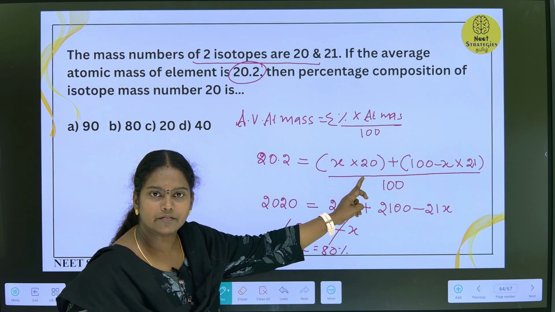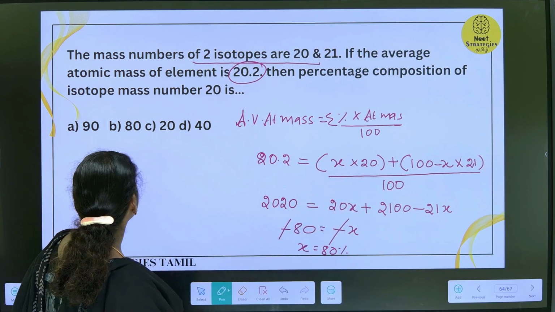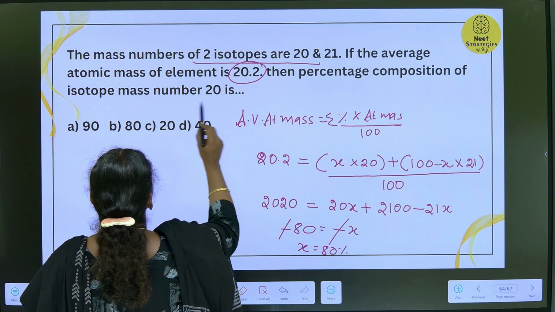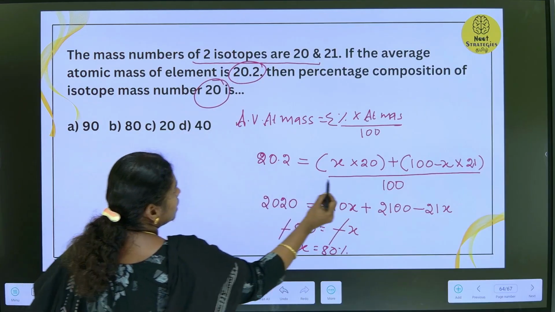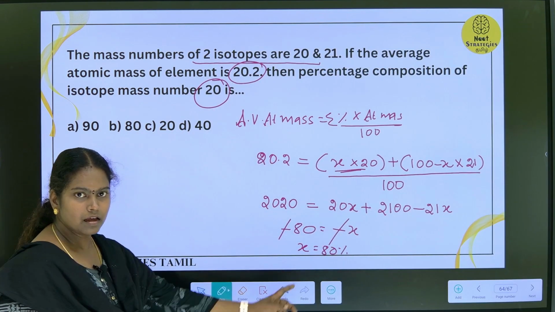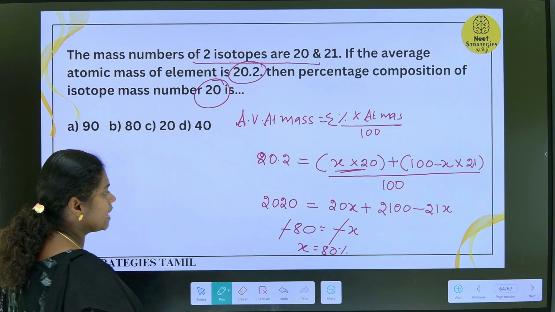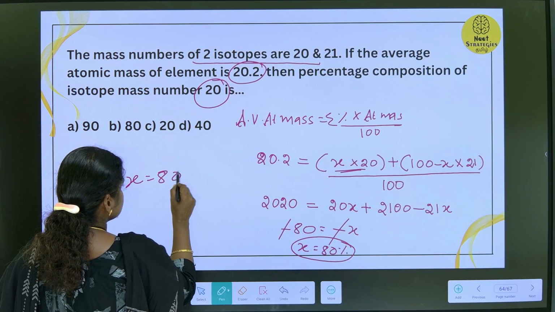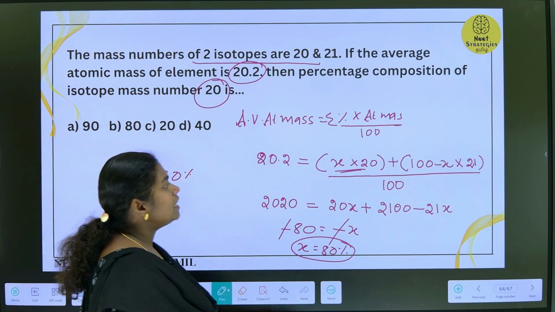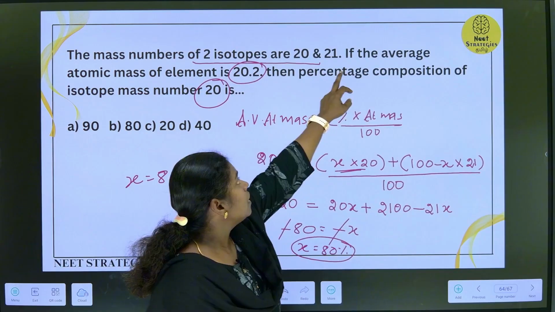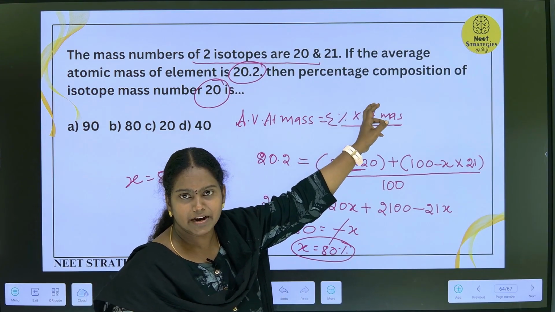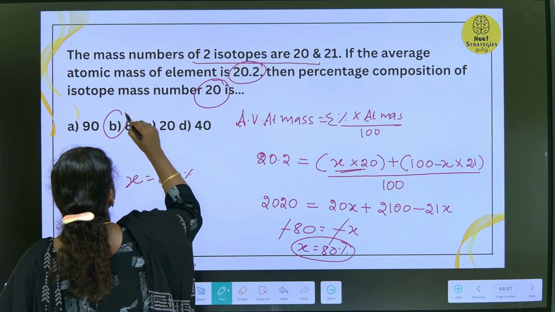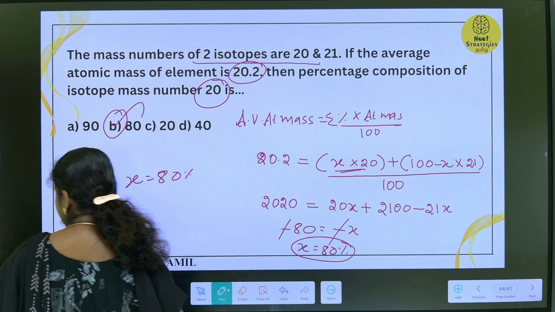So this percentage is 80%, and the other percentage is 20%. What are they asking? The percentage composition of isotopic mass 20, so it is 80. If they had asked for the percentage of 21, we would take the remaining, 100 minus 80, and get 20. So the answer is 80. Right. Next question.